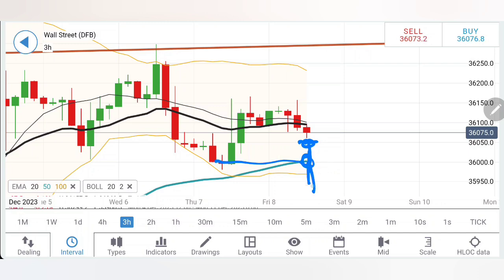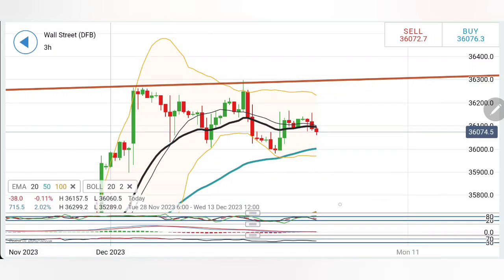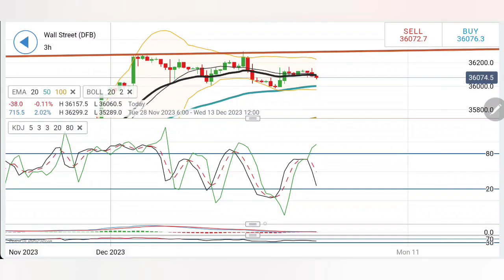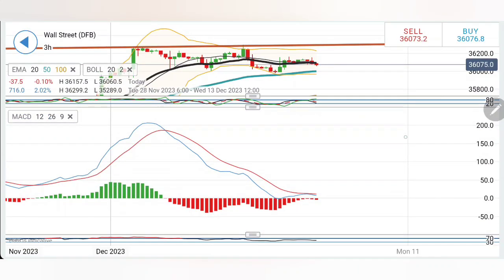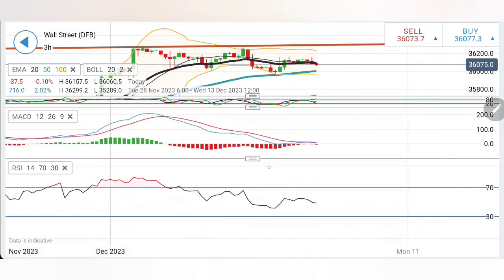And below 36,000 is where the bears will take over, and we can expect further lows. How low? 35,950, 35,900 is the support zone. Yes, it has been trading in this bearish channel here. Stochastic here looking down, trying to trade bearish. MACD is also at the bottom here, trying to trade bearish again, and RSI looking down.